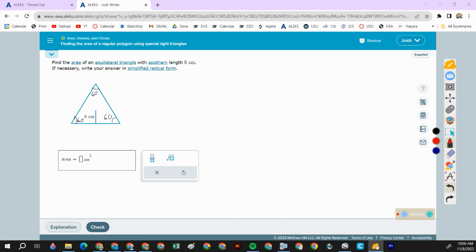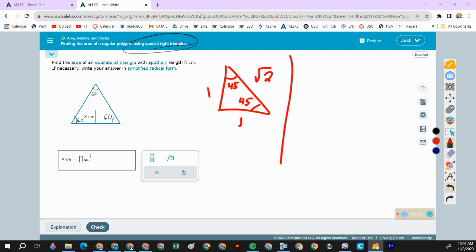Okay? And it's asking you to use special right triangles up here. There are two special right triangles. One of them is isosceles, 1, 1, root 2, and both of those angles are 45 degrees. The other one is a 60, 30, 90 triangle, and the side lengths for that are 1, 2, and the square root of 3.